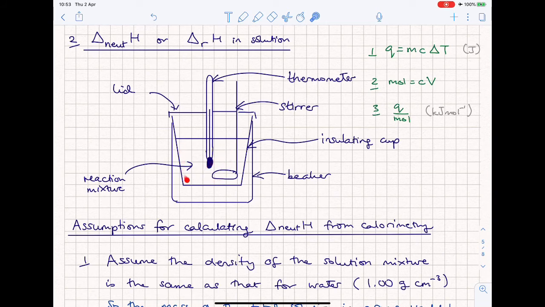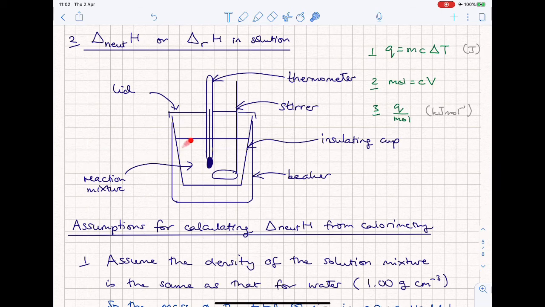So if we have 100 cm³, this would be 100 grams of the solution, and we use that mass then in this equation. So with the mass and the specific heat capacity and the temperature rise, we're going to work out Q, or the quantity of heat that has been produced.